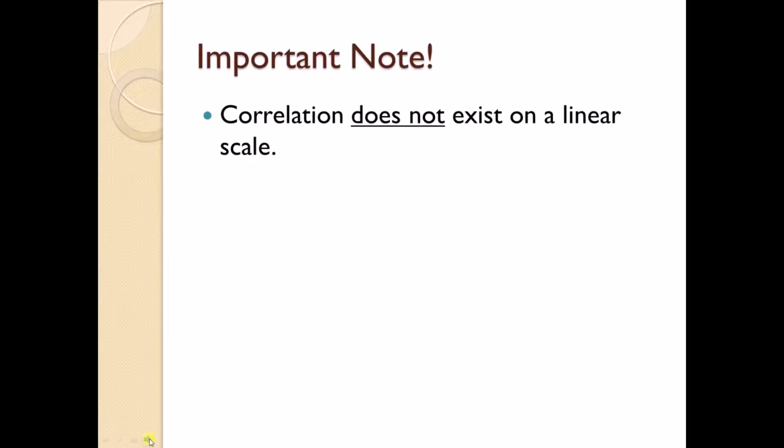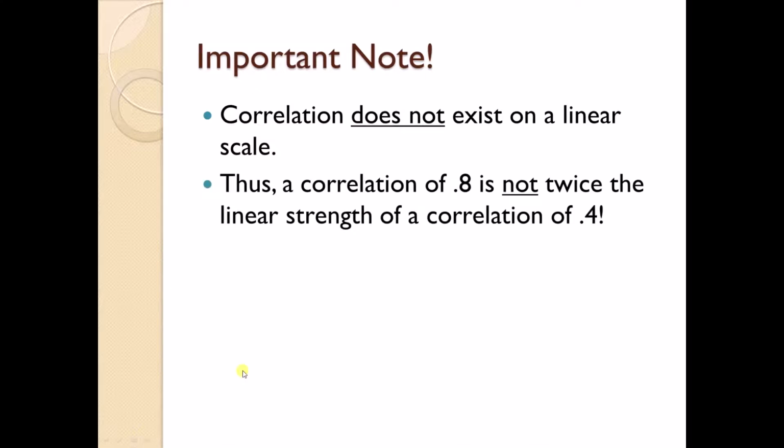Correlation does not exist on a linear scale. Okay, it fits a linear model, but the scale of the number itself does not behave like a line. So a correlation of 0.8 is not twice the linear strength of a correlation of 0.4. It's actually a lot more. Does that make sense, the first bulleted point, now that you've seen the second one?